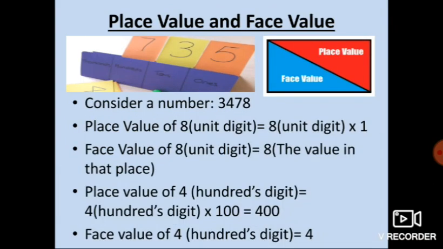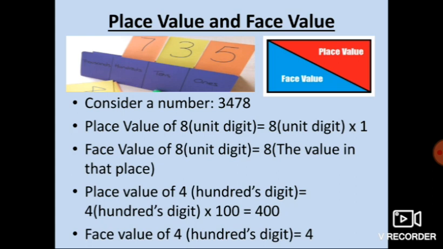Next, for place value and face value, let us consider the number 3478. How can we read it? 3478. Now I want to know the place value of 8. Where is 8 located? In the units or the ones place. So the place value of 8 will be 8 into 1, and the face value of 8 will be just the value, that is 8.